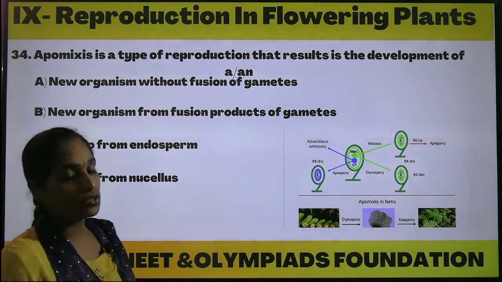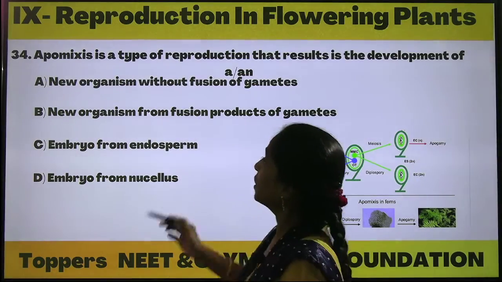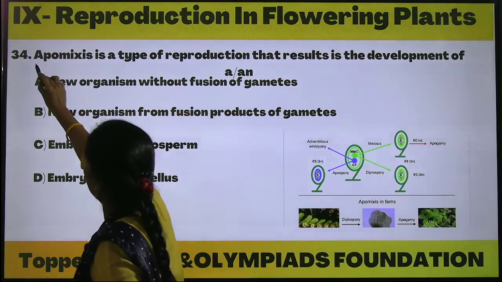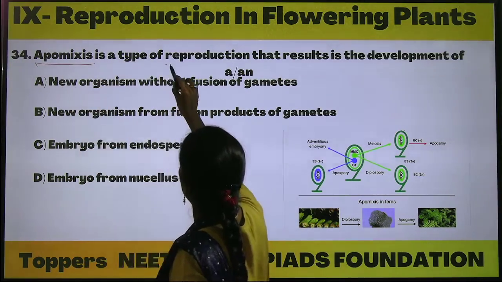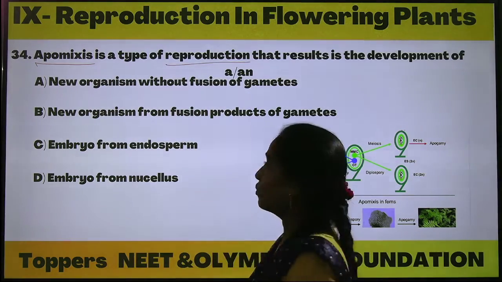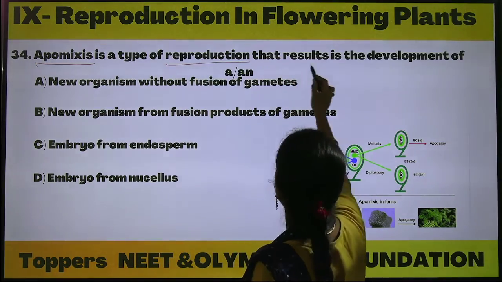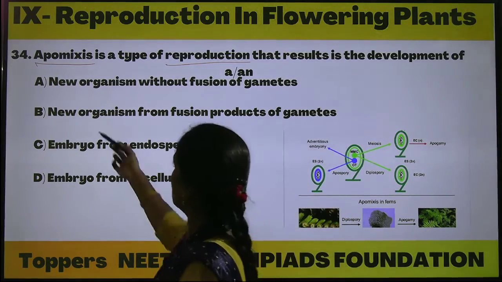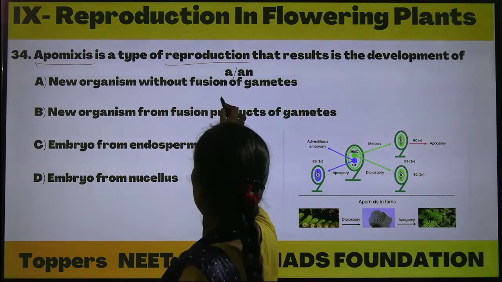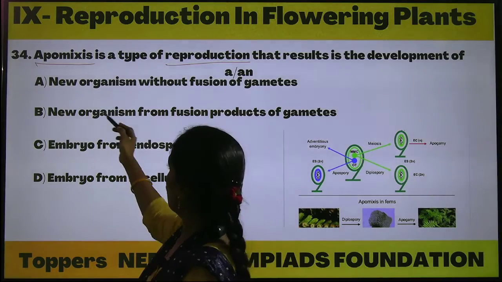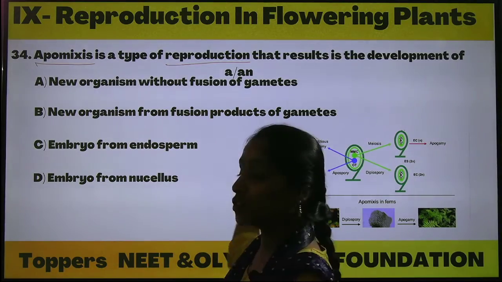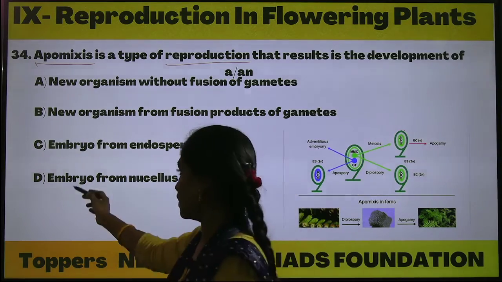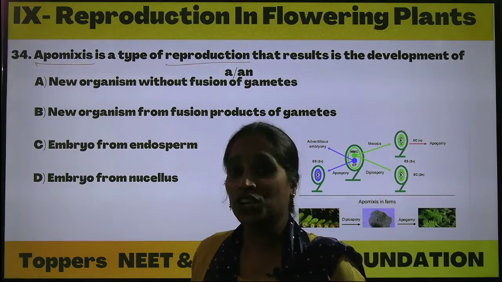Next, coming to the next question. What is the next question? Apomixis is a type of reproduction. What is apomixis? Apomixis is a type of reproduction. Okay, what kind of reproduction? That results in the development of what? A new organism without fusion of gametes, a new organism from fusion of products of gametes, an embryo from endosperm, and an embryo from the nucellus.